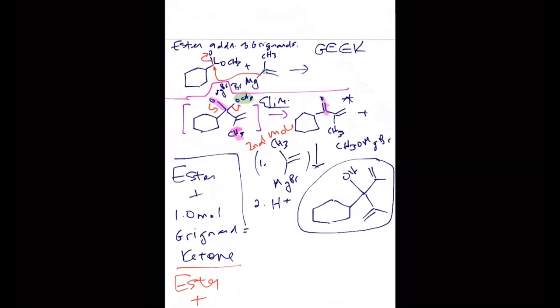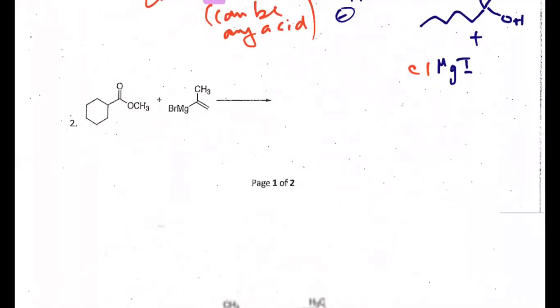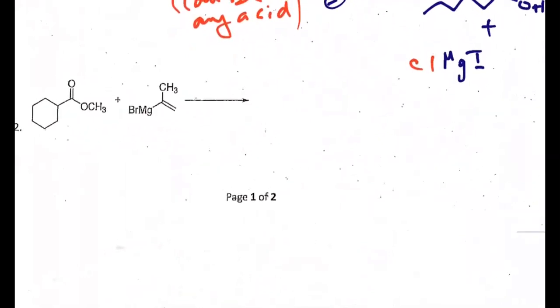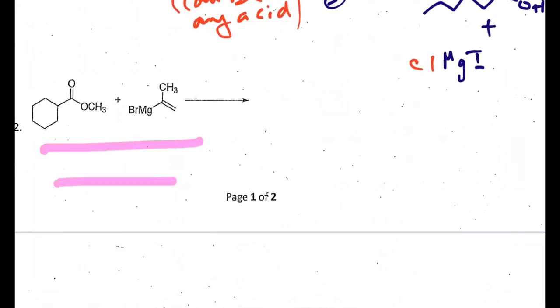All right, let's go back up to here. Right here. Okay, great. So what would the product be from this reaction right here? You draw the same thing, and then the bromine magnesium will be on the oxygen.